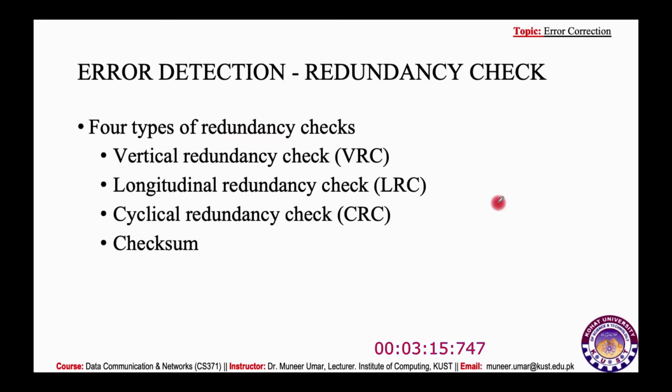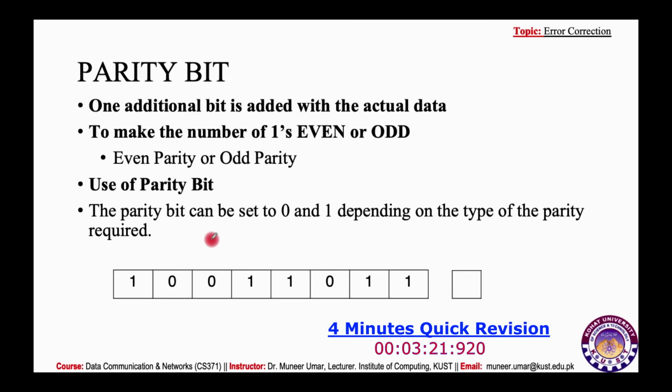There are four types of redundancy checks. The first one is VRC, the second one is LRC, then CRC, and checksum. For VRC, we use a parity bit. A parity bit is an additional bit attached with the data to make the number of ones either even or odd. If we need even parity, and in most systems even parity is needed, then one additional bit is added with the original data, and the value of that bit is decided by the number of ones in the data.